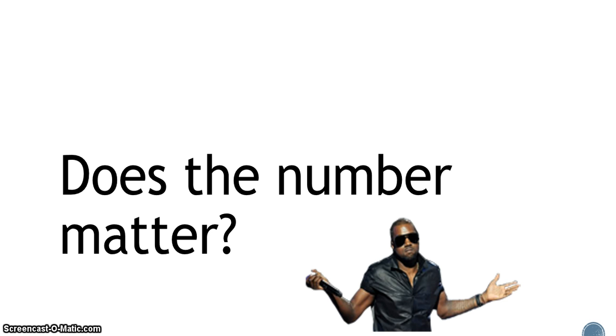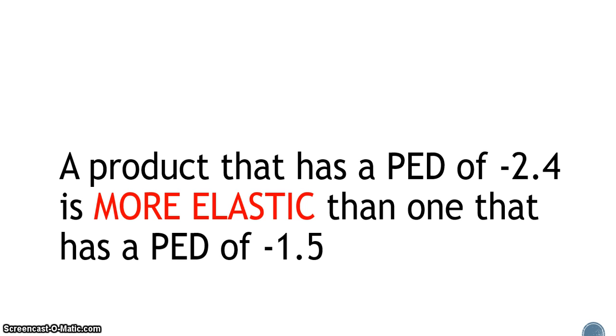Whereas if I'm the -3 company, I know that my product's still elastic, but it's not quite as sensitive as the -5 one. So the answer is important. It's not just about whether it's elastic or not. It's about how elastic it is. For example, if you've got a price elasticity of demand of -2.4, that's more elastic than one that's -1.5. So you can have two products that are called elastic products, but one might be more elastic than the other one.